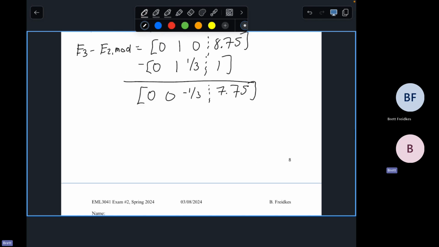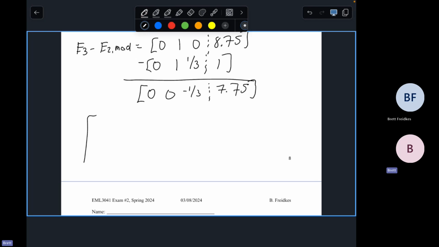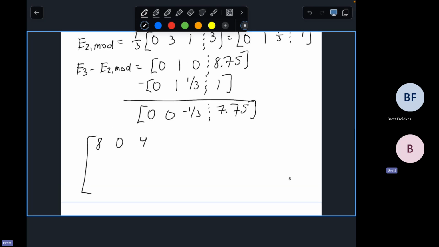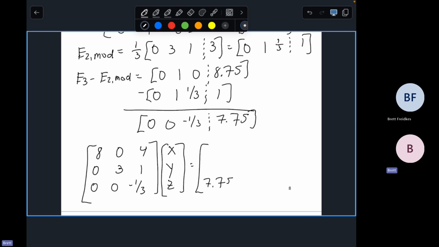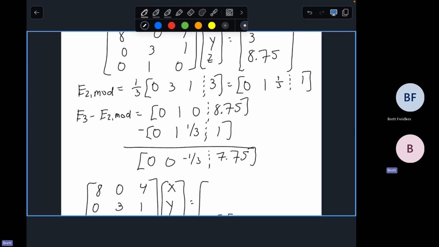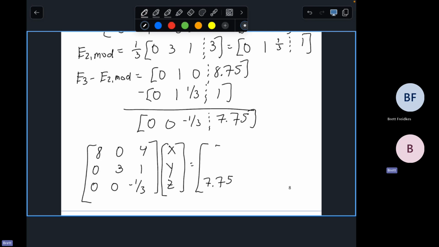Okay. So now at this point, you have 8, 0, 4, 0, 3, 1, 0, 0, -1/3. That would be multiplied by x, y, z, to give you your B matrix, 7.75, 5, and 3. Now you can do Gaussian elimination or back substitution. Sorry, on that. Back substitution.